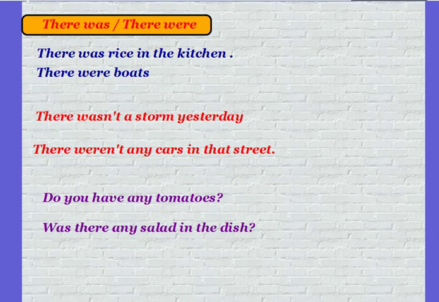How to use there was and there were. They are so easy. There was and there were must be followed by the noun. Like here, there was rice in the kitchen. That means the rice is no longer in the kitchen. There were boats. Or I can use the negative form of them. There wasn't a storm yesterday. Or there weren't any cars in that street.